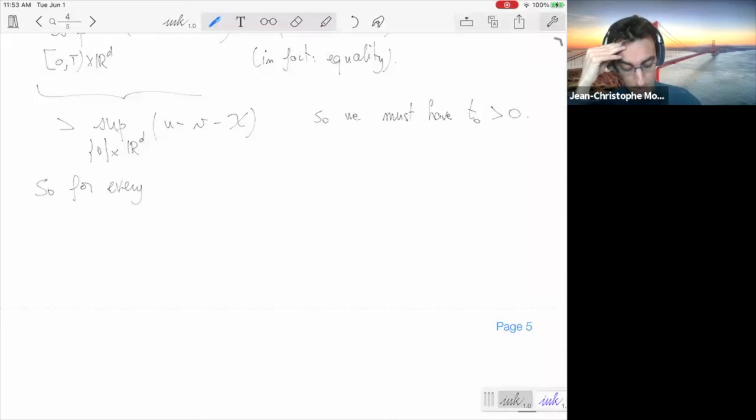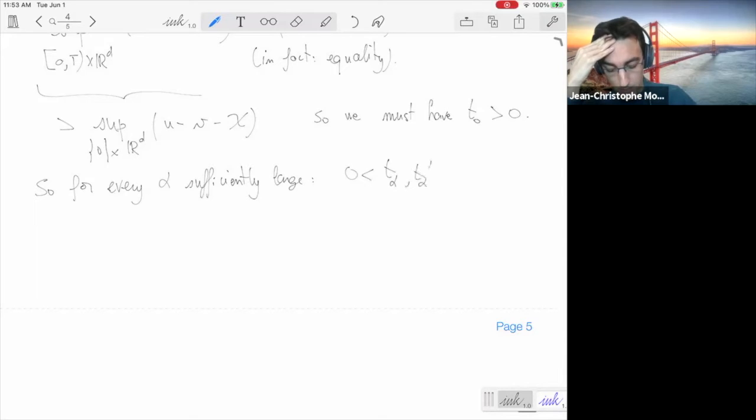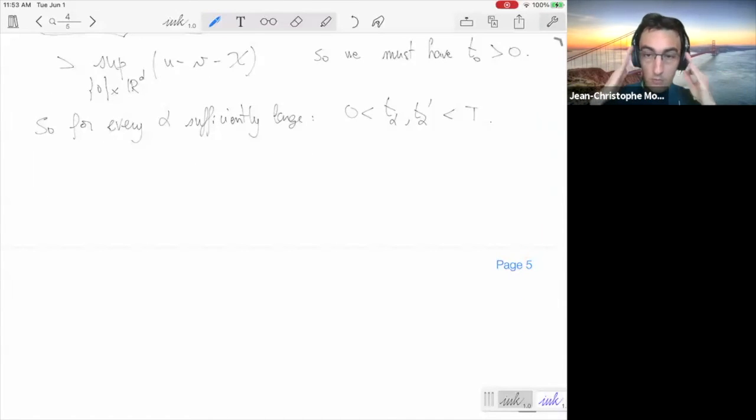For every alpha sufficiently large, we have that the T alpha and the T alpha prime are strictly between 0 and T. Okay, and now that's all I wanted to argue. Now that I know that my contact point is away from these boundaries, I can apply the definition of viscosity solution. So let's recall that.